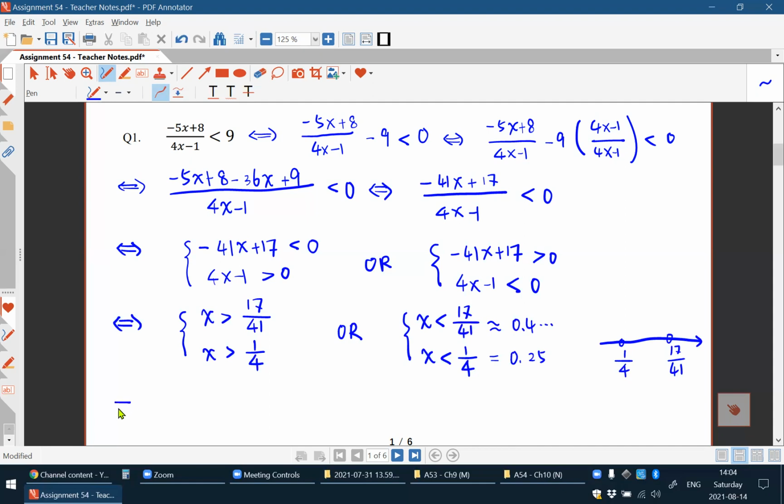So the solution to the first question is x should be greater than the greater number, which is x should be greater than 17 over 41. For the second sub question, if x should be less than both of the two numbers, the overlapped area is, of course, x should be less than the smaller number, which is 1 over 4, right? So the final solution is x is either greater than 17 over 41 or x is smaller than 1 over 4.